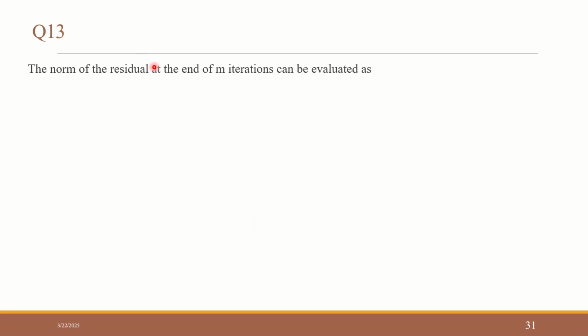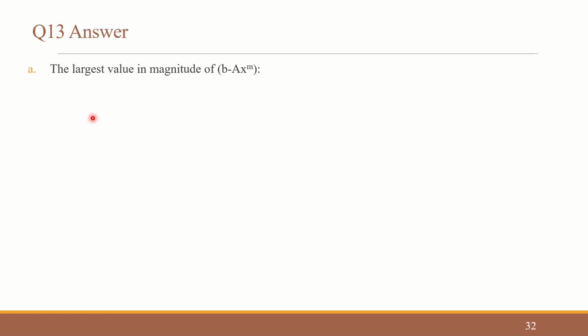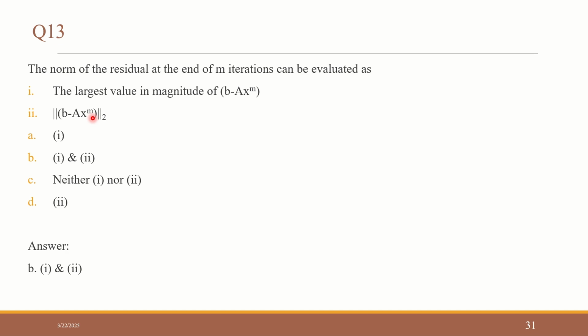So the answer to question 13: the norm of the residual at the end of m iterations can be evaluated as dash. Option A, the largest value in the magnitude of b minus Ax m, and the second one, the 2 norm of b minus Ax m. Both of these are the right answer. So option B, 1 and 2, is the right answer.